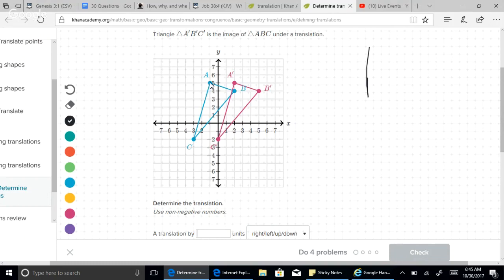What you're going to do is start with the blue A. You just pick one point on the triangle and count how many units to the right the translation occurred. So we'll say 1, 2, 3, okay? A translation occurred by 3 units to the right.